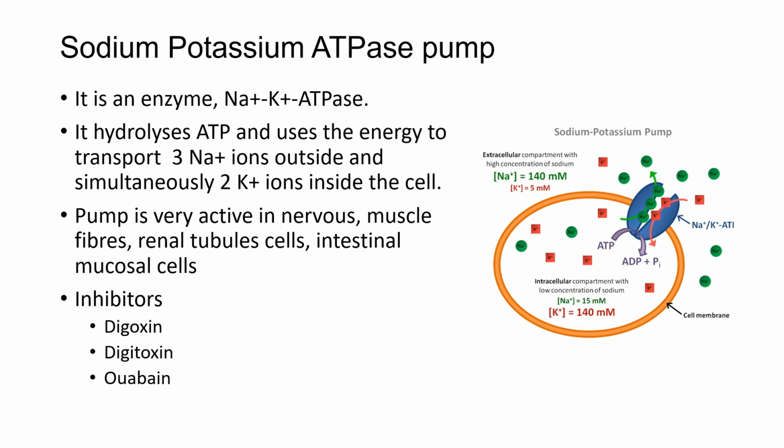There are a few inhibitors for this pump. We have two important cardiac glycosides. That means these are drugs used in cardiac diseases, that is digoxin and digitoxin. Apart from this, we have ouabain, which is one more glycoside. This also inhibits the sodium potassium ATPase pump.